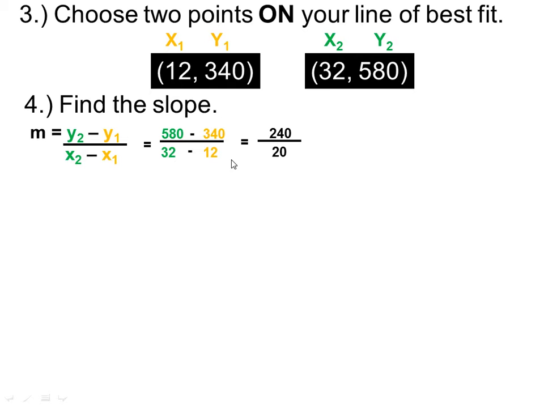by 32 minus 12, you get an answer of 20. And that is going to give you a slope, hence M stands for slope, of 12. And there you go. We found slope.